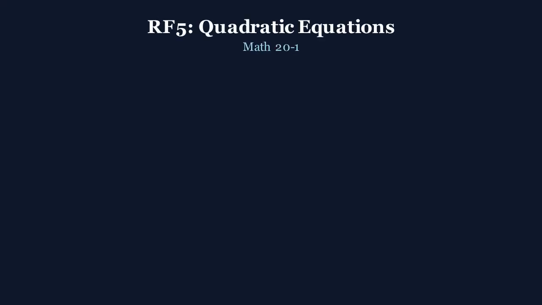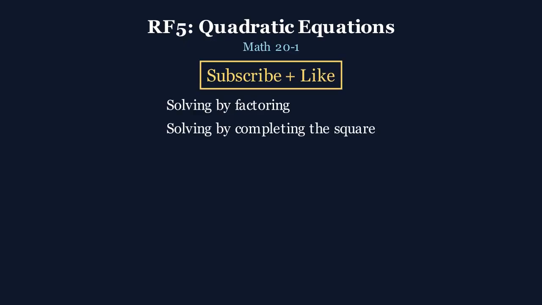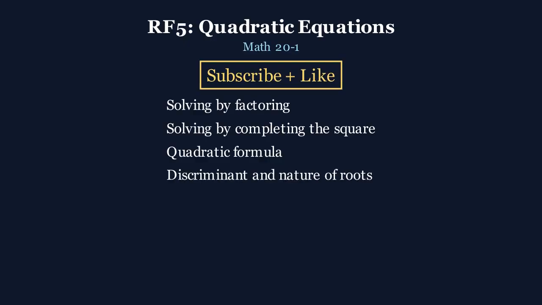Hi everyone, welcome back. In this Math 20-1 lesson, we are learning RF5, quadratic equations. We will solve by factoring, completing the square, and the quadratic formula. Then we will use the discriminant to predict whether there are two real roots, one real root, or no real roots. We will finish with problem solving.